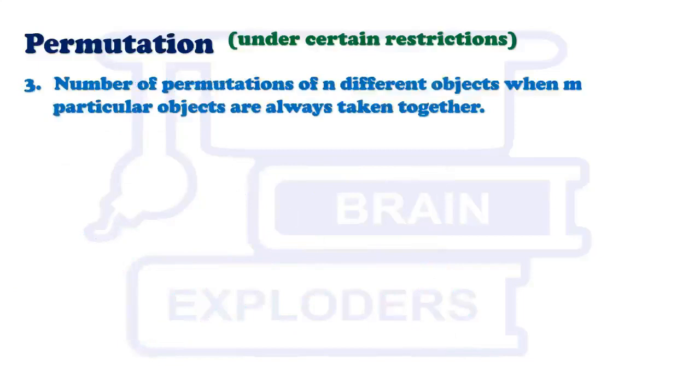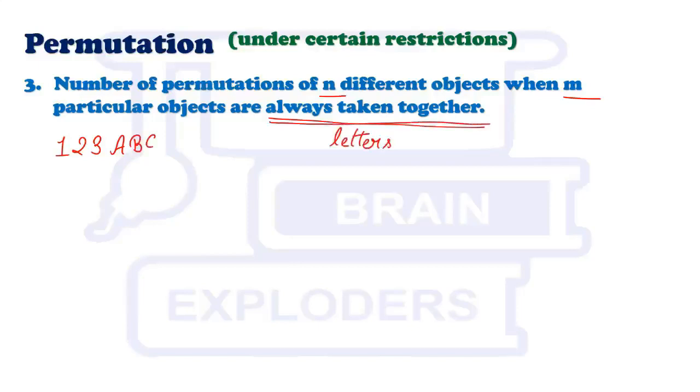Now here is our third kind of restriction: number of permutations of n different objects when m particular objects are always taken together. Suppose we have three numbers 1, 2, 3, and we have three letters A, B, C, and the restriction is given that the letters should always be taken together. If the letters must always be taken together, then why don't we just pack them in one box? Let us suppose that these letters are not three letters, but one unit. For some time we will write it like one box.